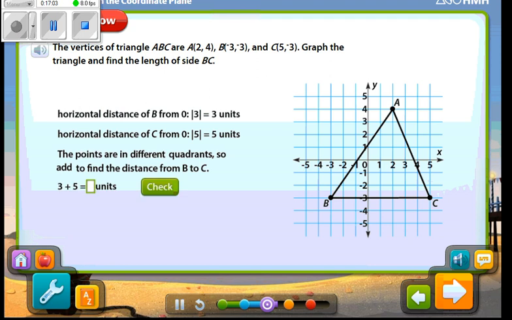What is the length of side BC? You're going to add 3 because B is 3 units away from 0, and you're going to add 5 because C is 5 units away from 0. 5 plus 3 is 8. Good job. 3 plus 5 equals 8. So the length of side BC is 8 units.